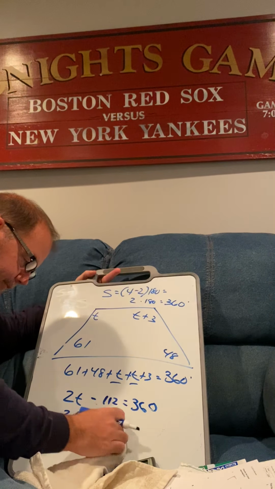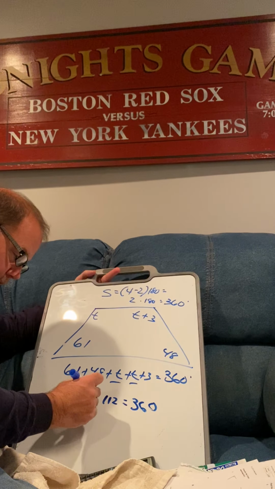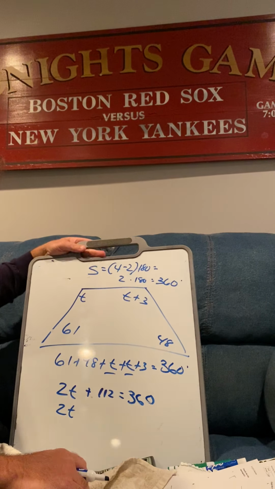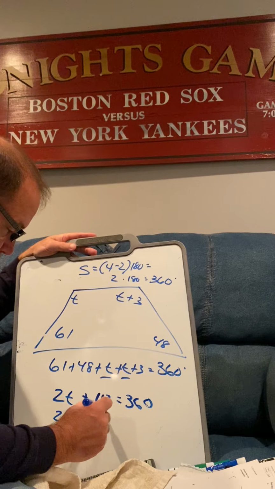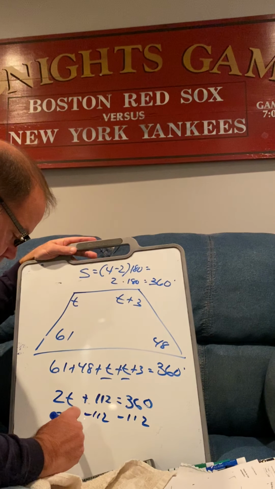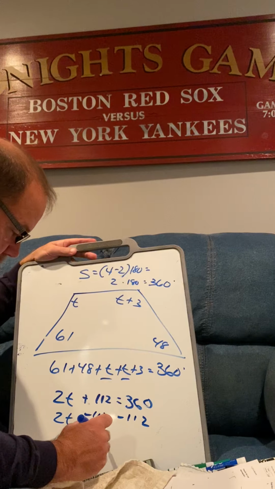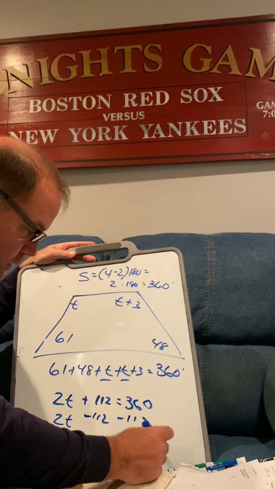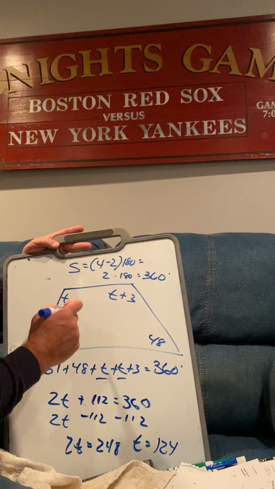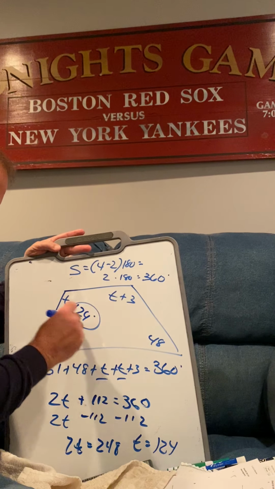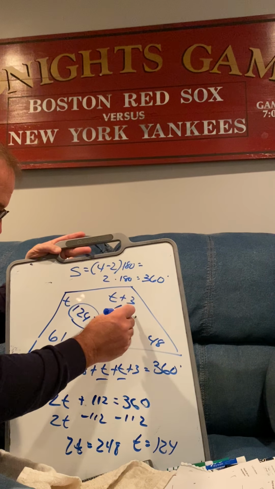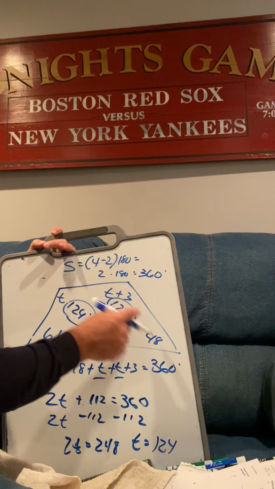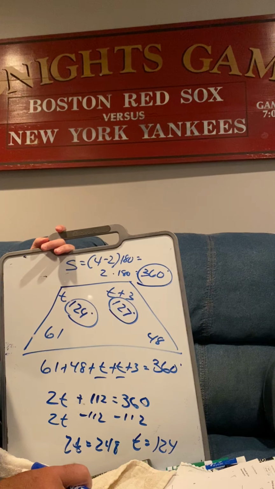Rewind there. Okay, 2t plus 112 equals 360. I don't want you to get confused there. That was a plus sign. Okay, so if I subtract 112 from this side and I subtract 112 from that side, I'm going to have 2t equals 248. And then if I divide by 2, t is going to be 124. So that angle would be 124. That angle would be 124 plus 3, 127. And when you add up these four sides now, they do add up to 360.